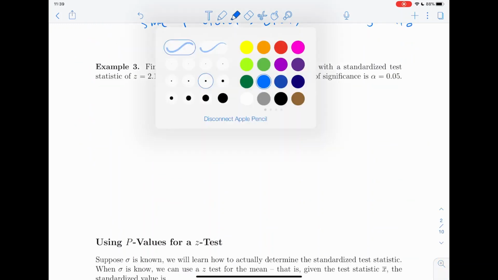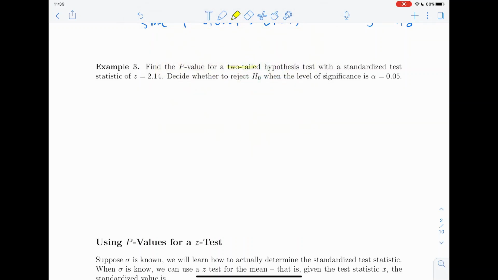Instead, we might have a two-tailed test. And in this case, we have a standardized test statistic of positive 2.14. So I'm going to start in exactly the same way. I'm going to draw my normal distribution. Here's a 0. Now the two-tailed test means that there's going to be some sort of a cutoff point to the left and then to the right, where my p-value is going to be the sum of the areas over here in the left tail as well as the area over here in the right tail.